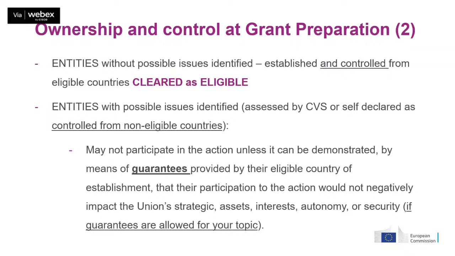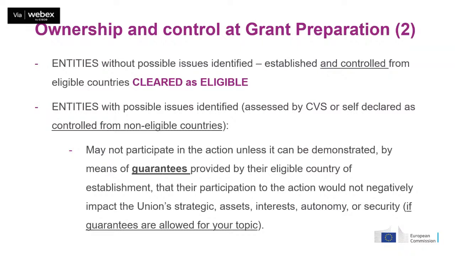participation. On the other hand, entities which are established in eligible countries but controlled from non-eligible countries, either they were assessed by the Central Validation Service or they self-declared as controlled from non-eligible countries, may not participate in the action unless there are guarantees envisaged for your topics. So in case you are controlled from a non-eligible country and your topic includes the possibility of providing guarantees, you will be asked by the project officer to provide a guarantee letter.